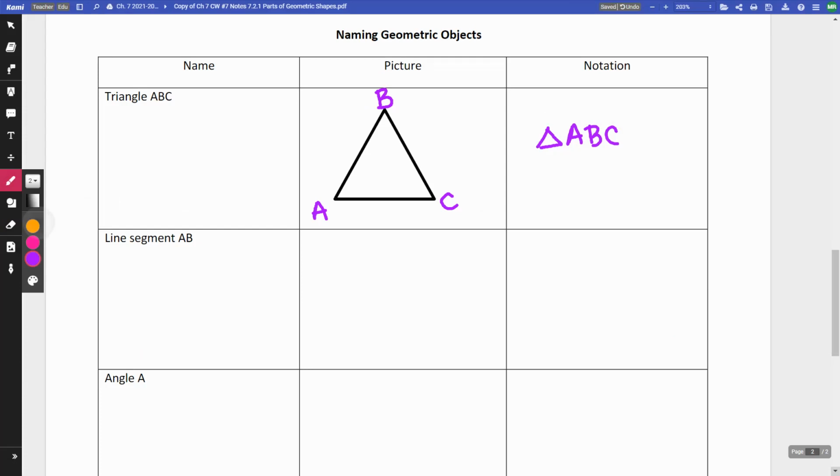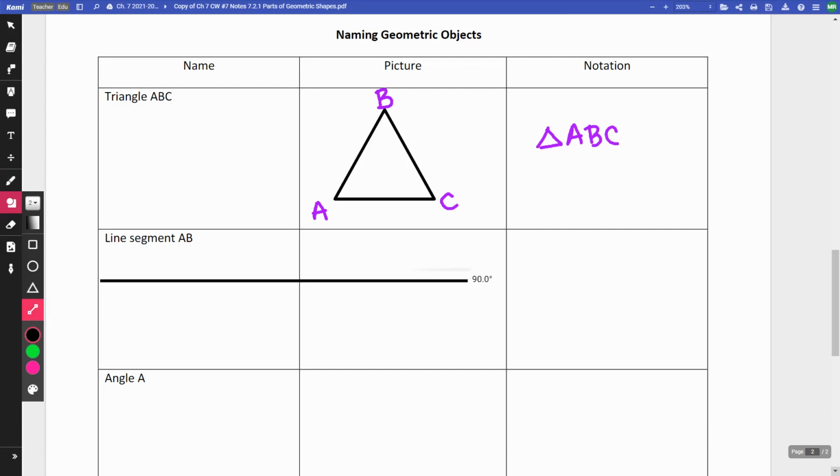For the next one, I actually had to split this into 3 situations. So let me just draw a line, splitting this into 3 sections.